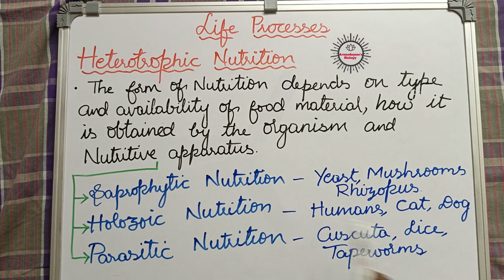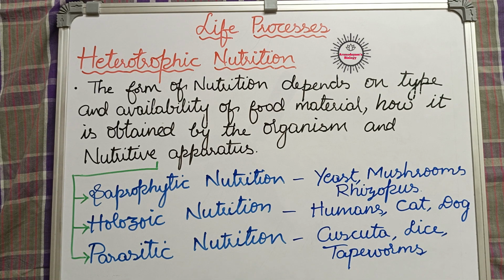Okay. Second type is holozoic nutrition. Here in holozoic nutrition, the organisms will take the food as it is and break or digest it inside the body with the help of digestive enzymes. In holozoic nutrition, the organism has a well developed digestive system with digestive enzymes. They will take the food material into their mouth, break it and digest it inside their body in the digestive system with the help of digestive enzymes. That type of nutrition is called holozoic nutrition. Examples: human beings, cat, dog, lion, tiger, all these come under holozoic nutrition.